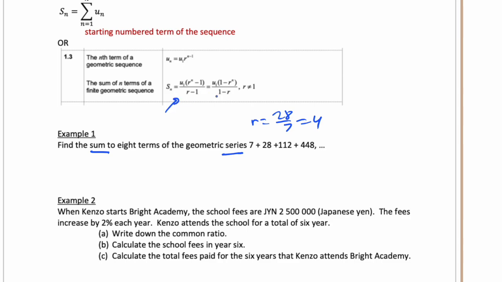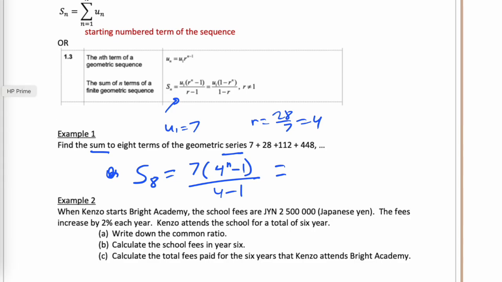There's two versions, but it doesn't matter, either one works, so I don't really need the two versions. U1 equals 7, so we just substitute in the formula. The sum of the first 8 terms is the first term times... be careful, if this is negative, or if this is a fraction, then we'll need to put it in brackets, so be careful of that. So we just substitute this in, and it gives us the sum of the first 8 terms.